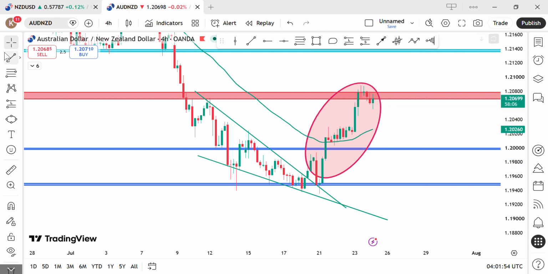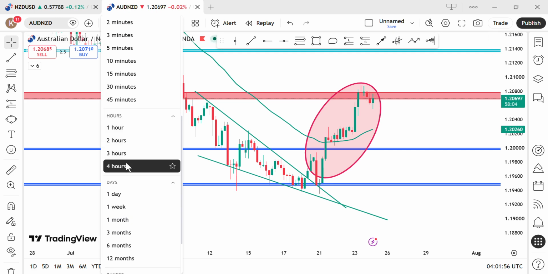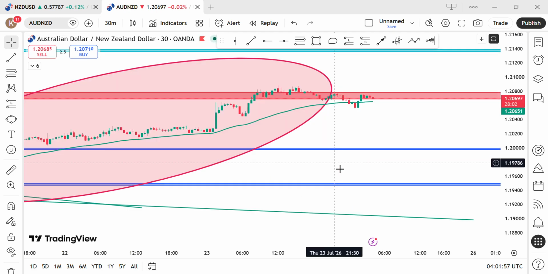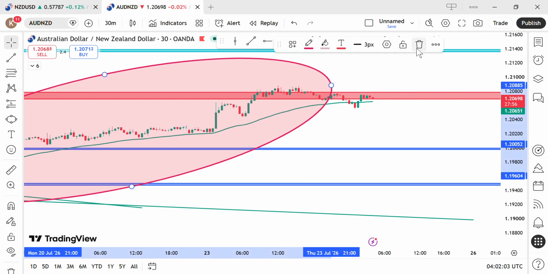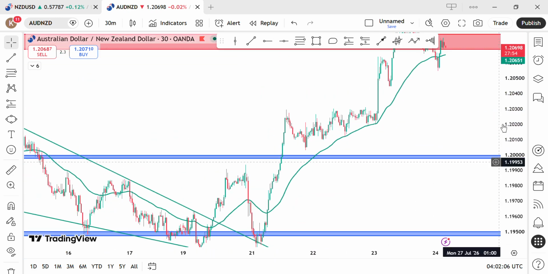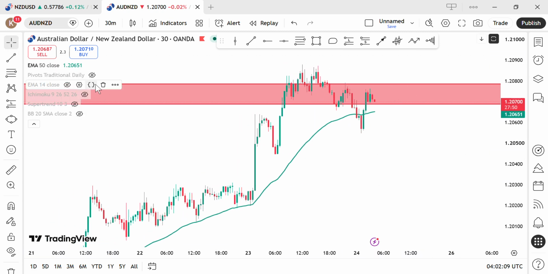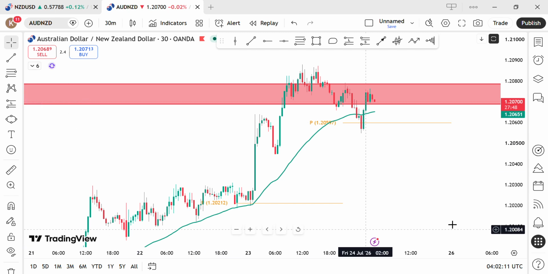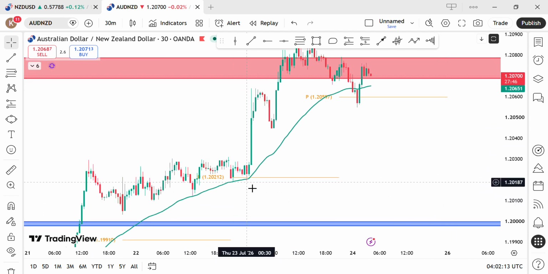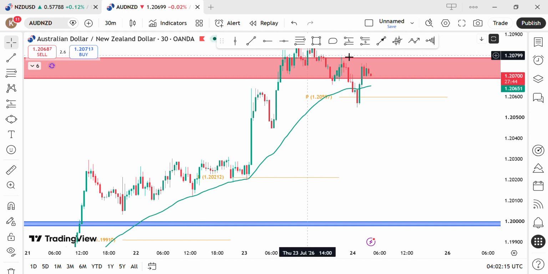So I dropped to the 30-minute time frame and I waited for price to reject the 50 EMA and then the daily pivot for a continuation trade long. So price came, rejected the 50 EMA and then the daily pivot.